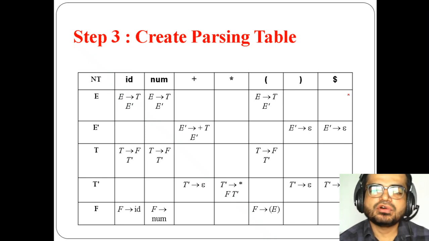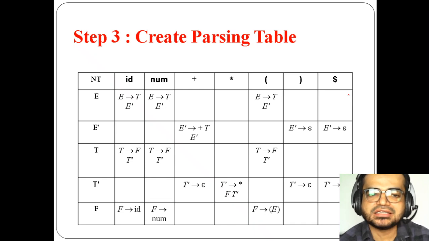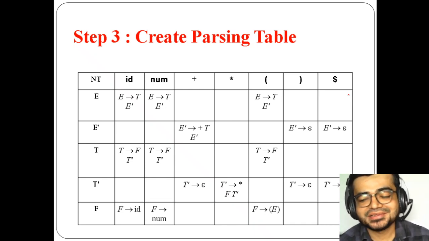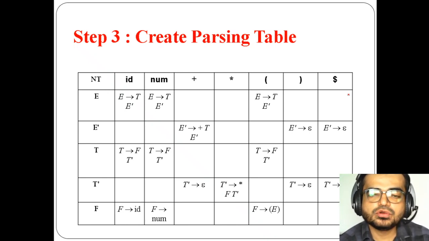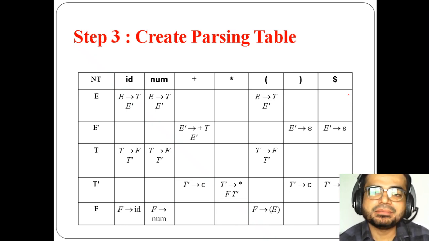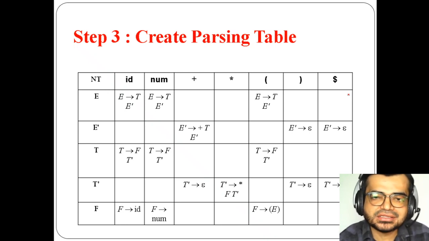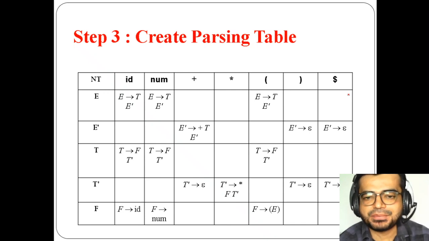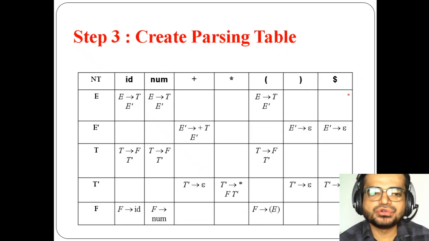In step 3, using that first and follow table, you need to create a parsing table. Now this is very important here. The specialty in this LL1 parsing is that you will have a separate parsing table. With the help of this parsing table, you are supposed to implement a stack-based implementation, and using that stack-based implementation you need to generate a parse tree. So first, this is my first and follow. Remember, now what I have to do is create a parse table.